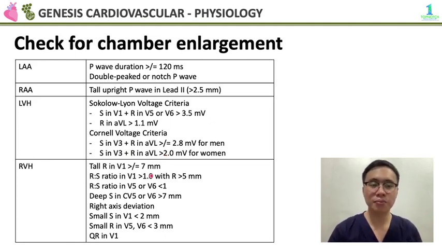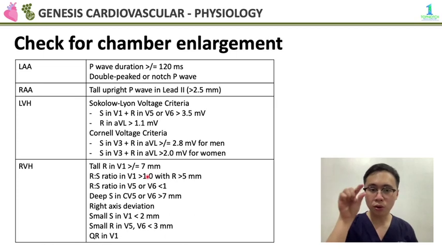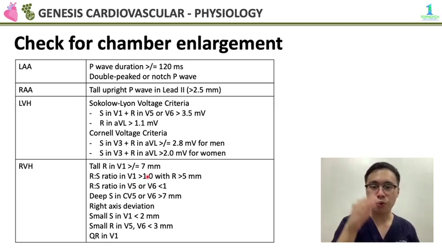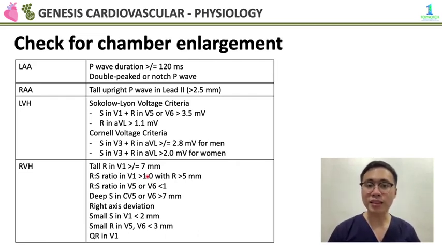For the RVH, there are quite a few. Basically, if you have a tall R in V1, that would be suggestive of RVH. That's one of the more common ones. Also the R/S ratio in V1 if it's more than 1, because usually you expect that in V1, R is short. And then as you go along, V1, V2, V3, V4, V5, V6, it gets taller. That's why if the R in V1 to V3 is low, we call it poor R wave progression. But if already in V1 the R is very tall, it could be RVH.